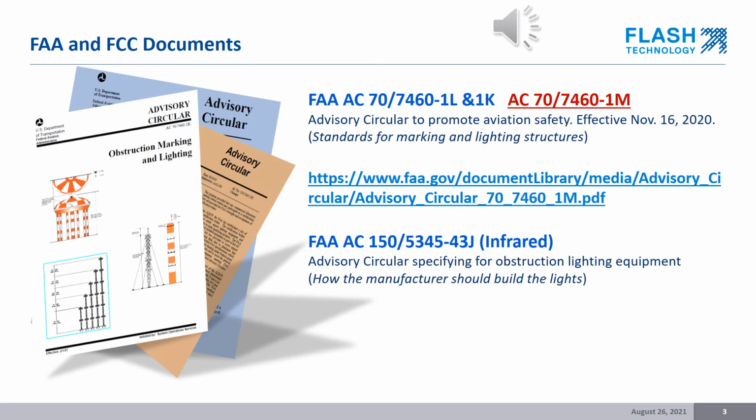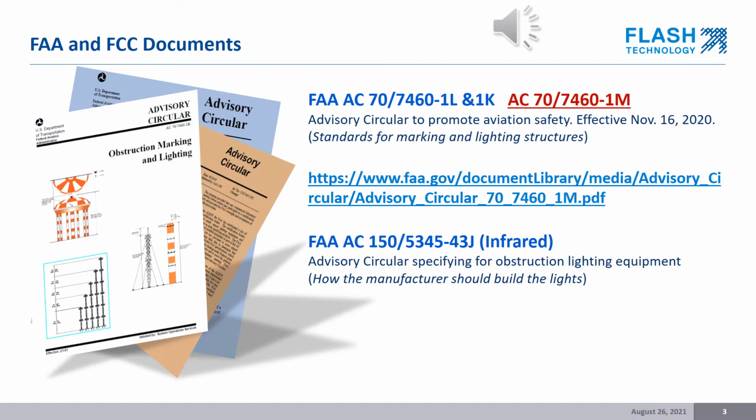We will be looking at two primary circulars today. The first one that I'd like to speak to you about is the FAA 7460 1L 1K. This has been revised to this AC 70 7460 1M. Under this circular, the standards for marking and lighting structures will be covered.